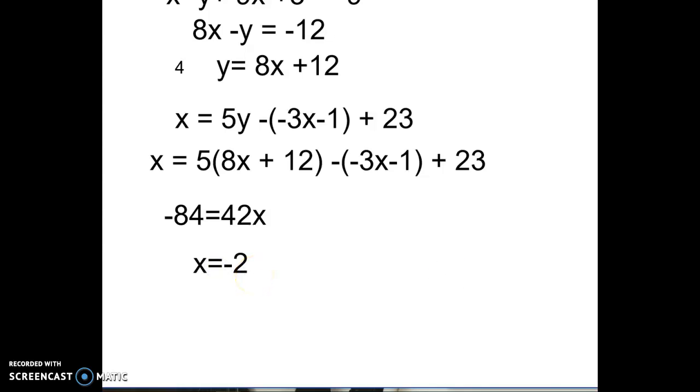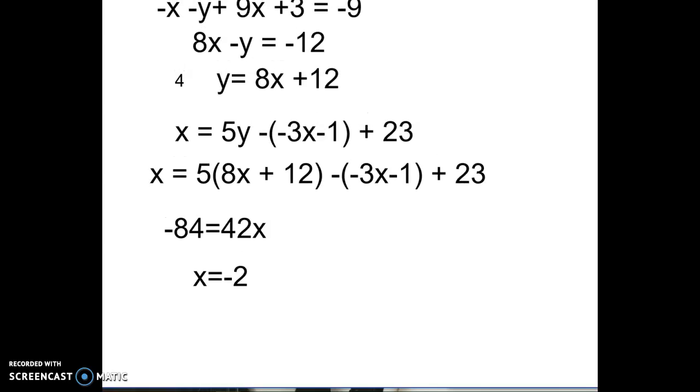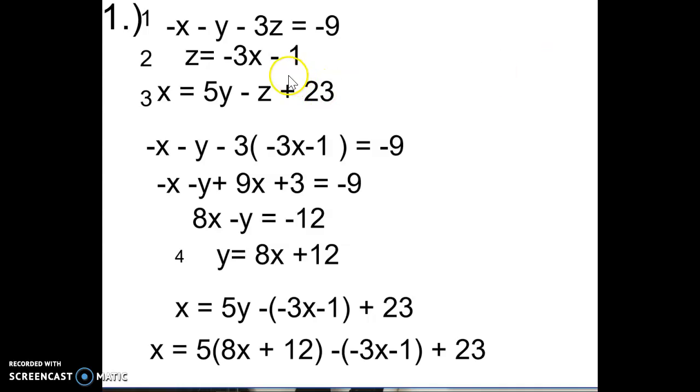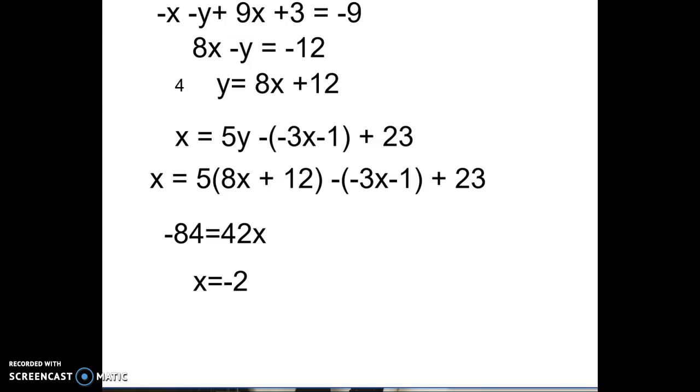At this point, we are going to go back up to our original equations, and we are going to substitute. We see that in equation 2, we have just an x and a z. So if I put negative 2 in right here for x, I get negative 3 times negative 2, which is positive 6. 6 minus 1 is 5. So z is equal to 5.